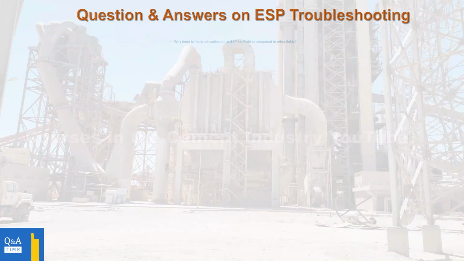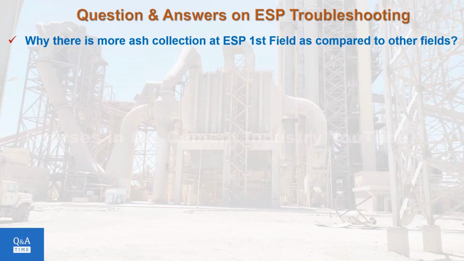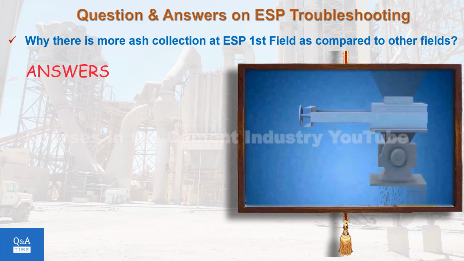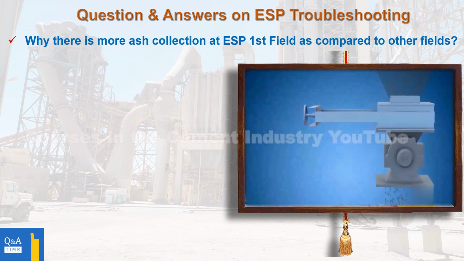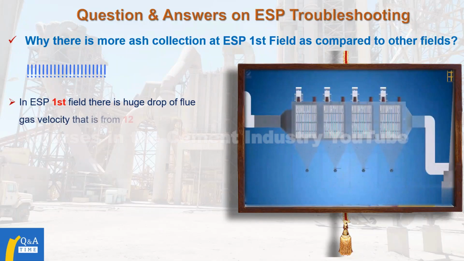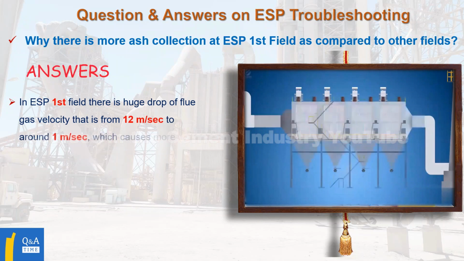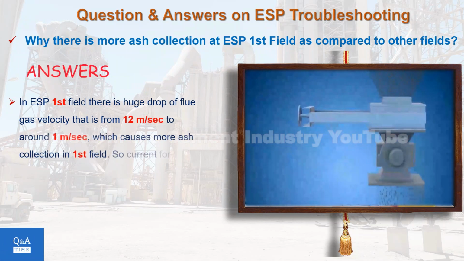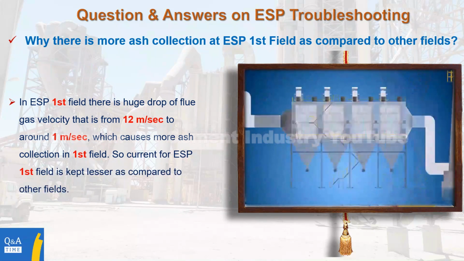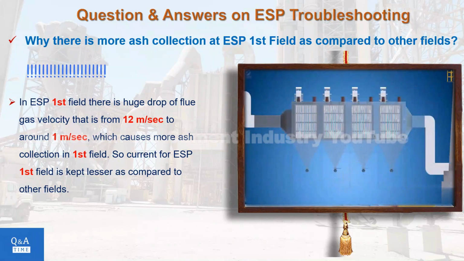Question 9. Why there is more ash collection at electrostatic precipitator first chamber field, as compared to other fields? Answer. In electrostatic precipitator first chamber field there is huge drop of flue gas velocity, that is from 12 meters per second to around 1 meter per second, which causes more ash collection in first chamber field. So current for electrostatic precipitator first chamber field is kept lesser as compared to other fields.